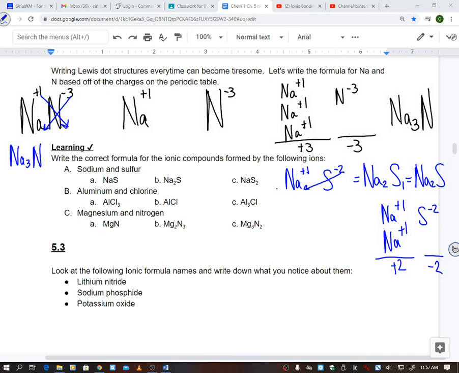All right, so let's try B, aluminum and chlorine. So aluminum, if you look at its charge above, it is a +3. Chlorine, look at its charge, it is a -1. So if you crisscross these, that 3 is going to go to the chlorine, that 1 goes to the aluminum. So it becomes Al1, or just leave it, Al, and then Cl3.